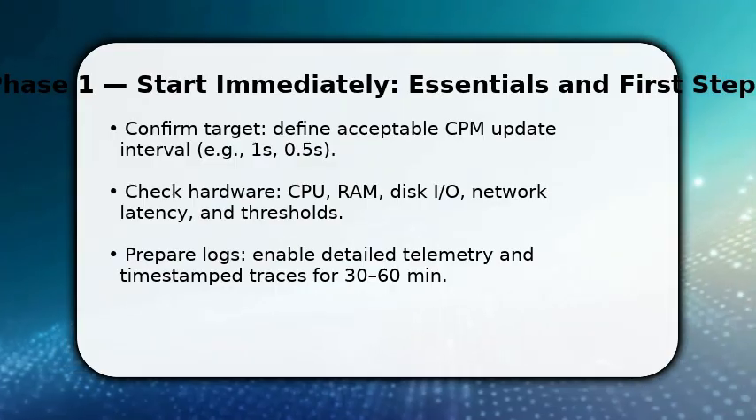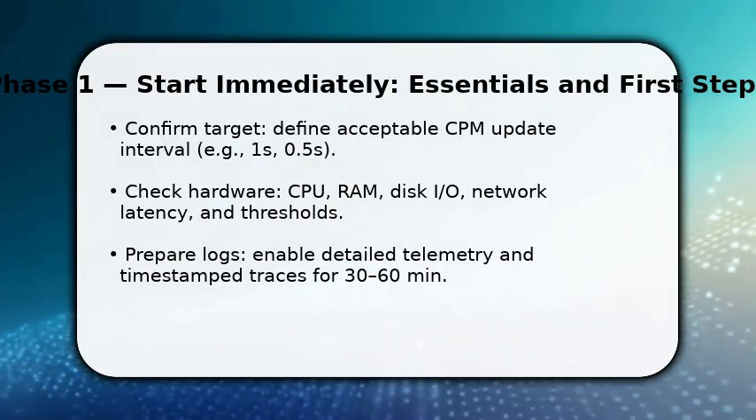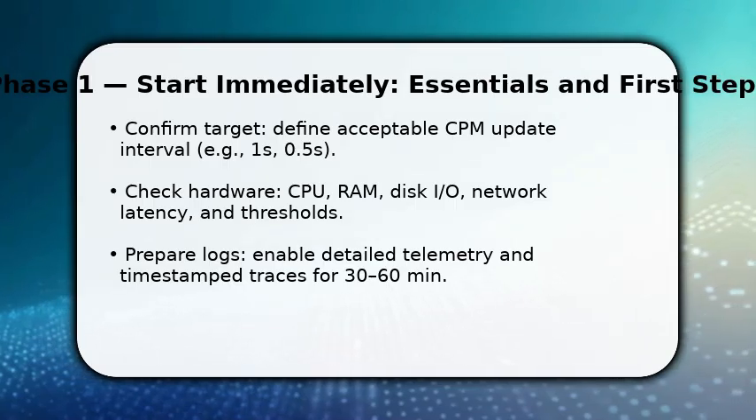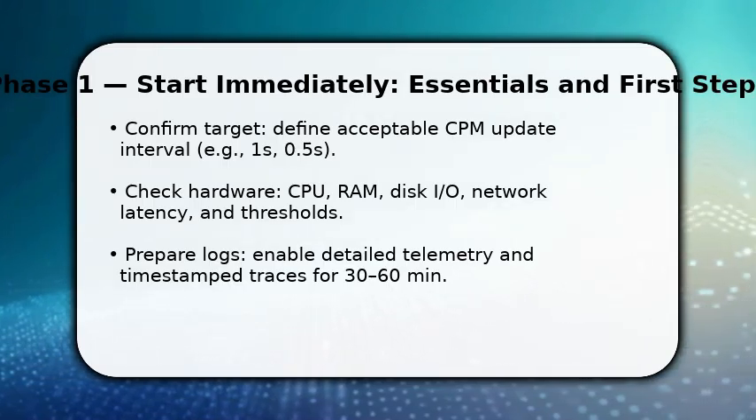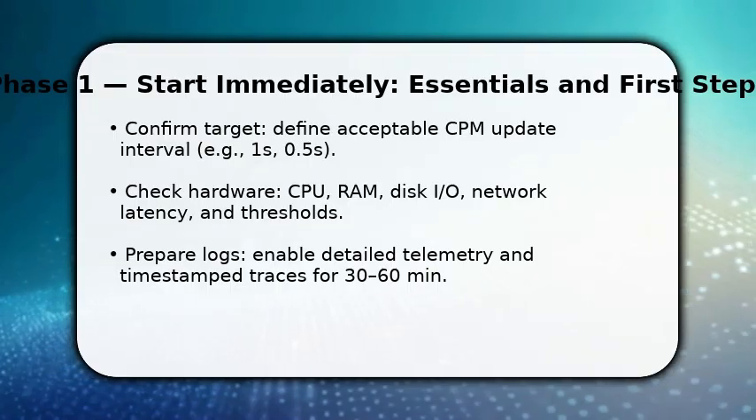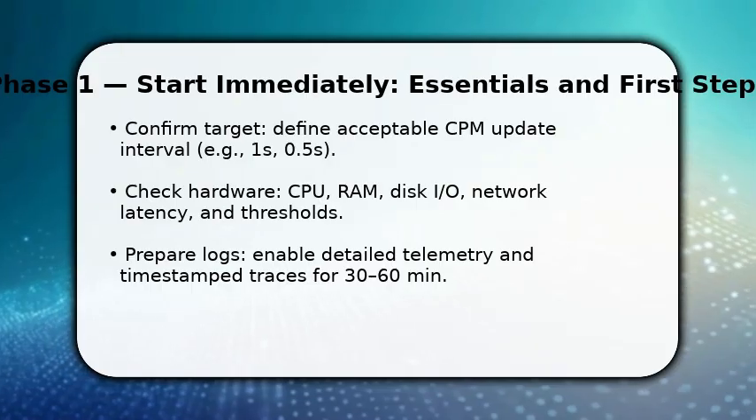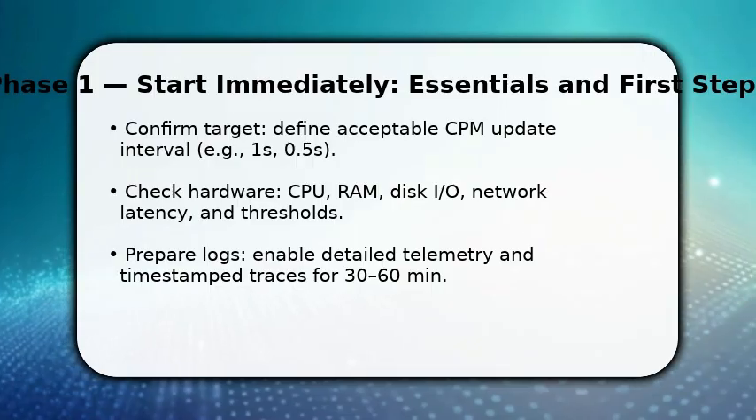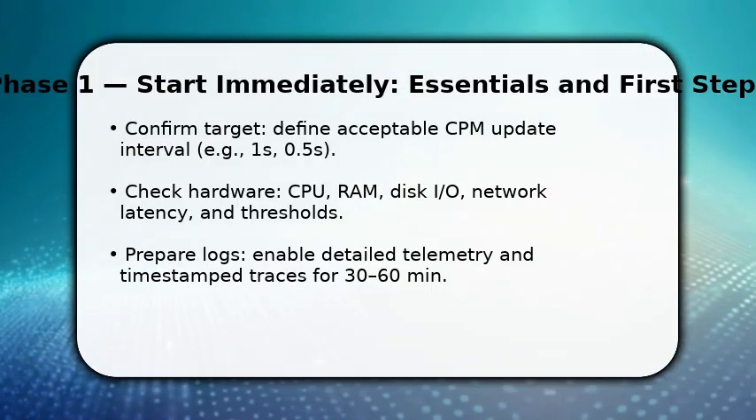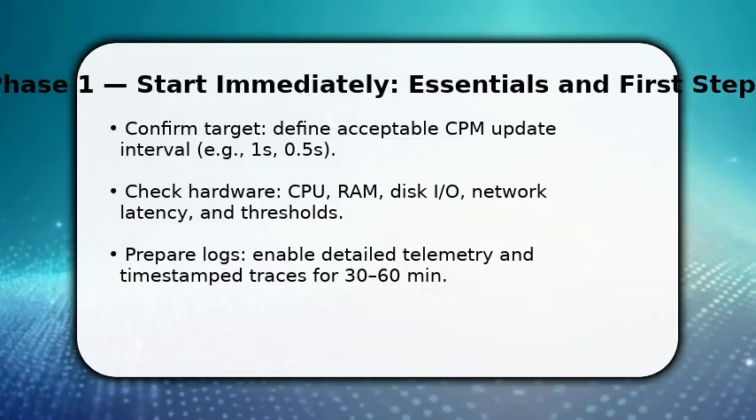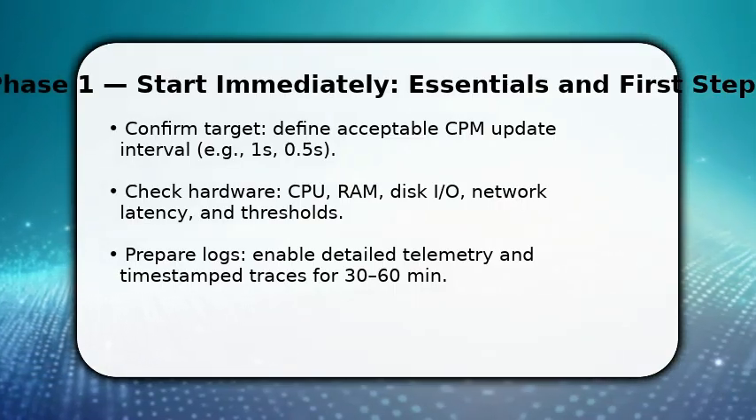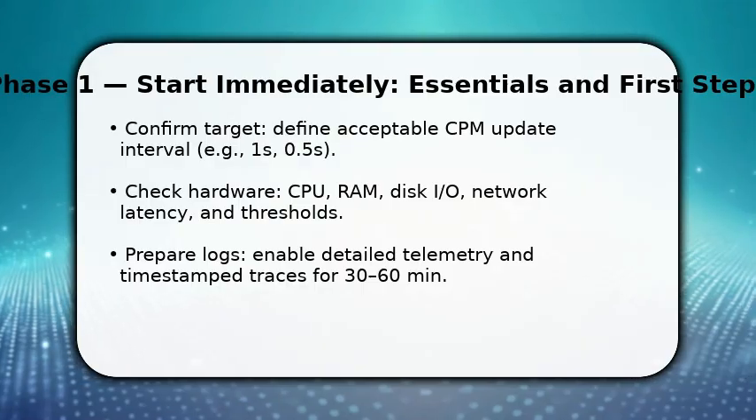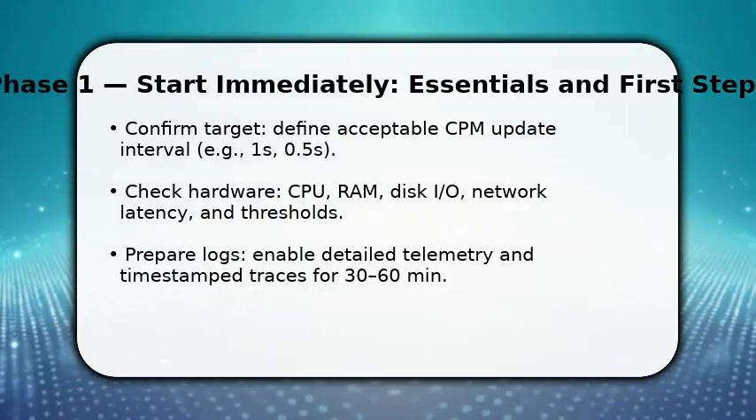You start by locking down prerequisites and taking immediate action. Define your target CPM interval, for example, 1s or 0.5s, and make it measurable. Next, inspect hardware bottlenecks, CPU, RAM, disk I/O, and network latency, and record current thresholds so you have a baseline. Then enable detailed telemetry and timestamp traces for 30 to 60 minutes to capture real behavior. Once done, stop noisy processes and isolate the testing environment so your first measurements reflect real causes, not background noise.